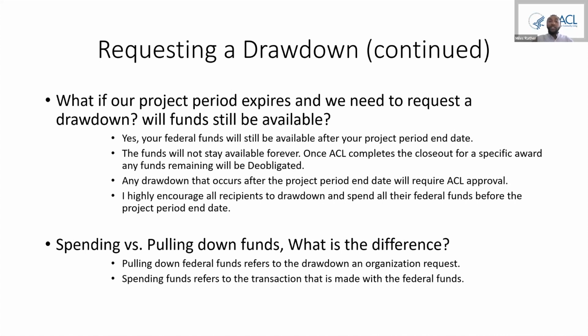The funds will not stay available forever, though. So once ACL completes the closeout for a specific award, which occurs at least 120 days after the project period end date, any remaining funds will be deobligated. Any drawdown that occurs after the project period end date will require an ACL approval.